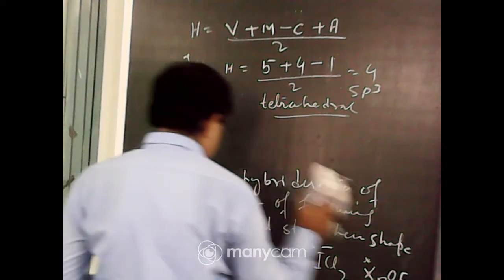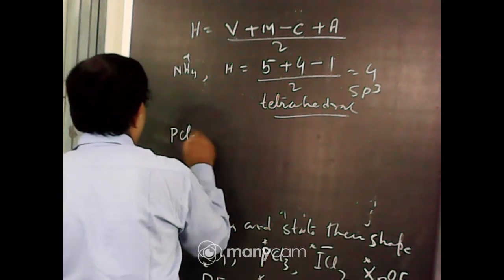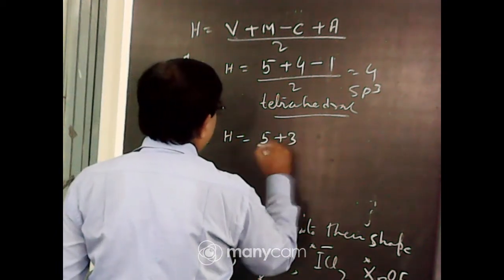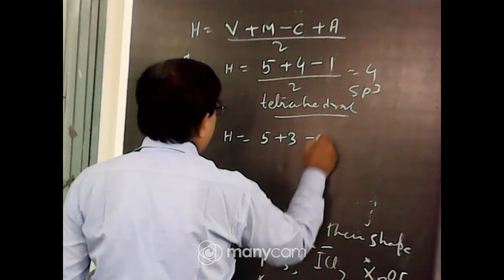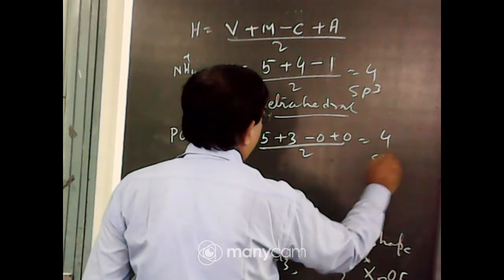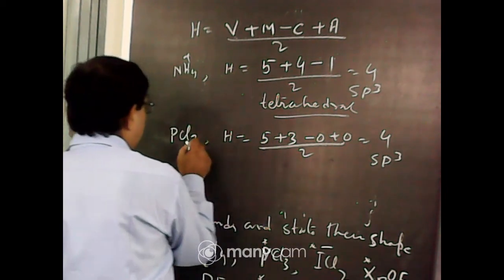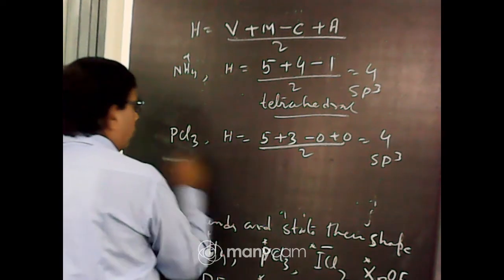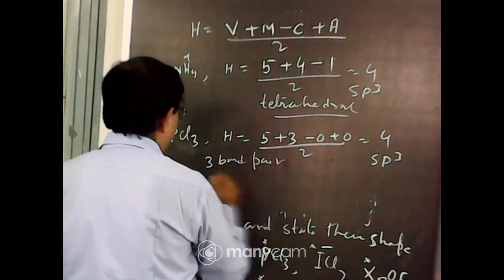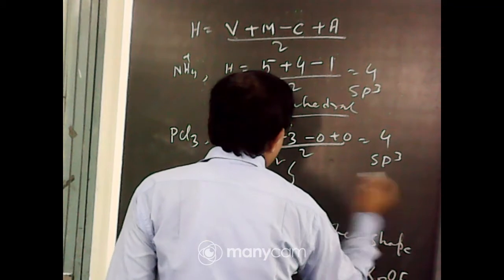Now next, PCl3. First find the H. Phosphorus has valence electrons 5, 3 monovalent atoms, charge of cation 0, charge of anion 0, divided by 2, that is 4. So it is also sp3, but out of 5 valence electrons, 3 electrons are involved in bonding. So here 3 bond pairs and 1 lone pair. So what will be the shape? The ideal shape, how is it?